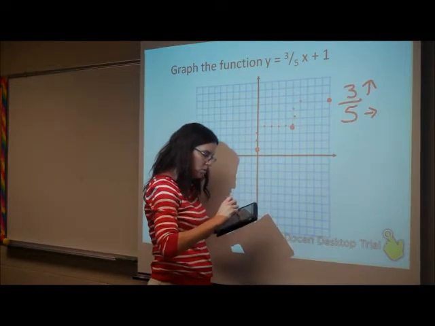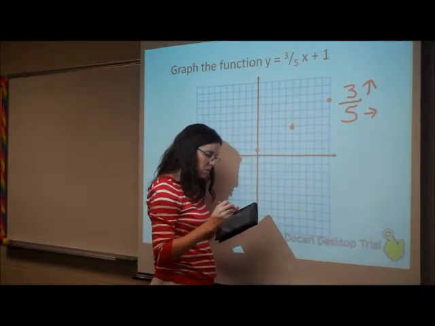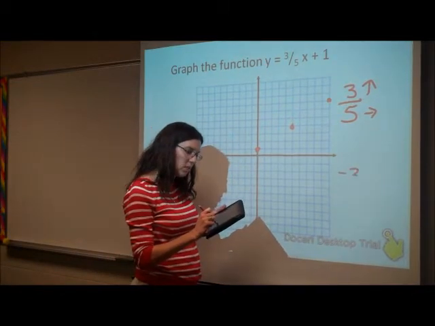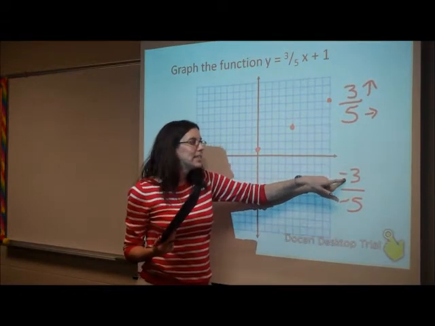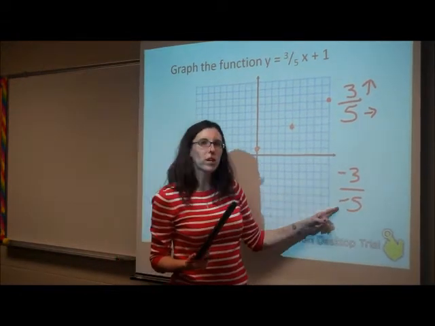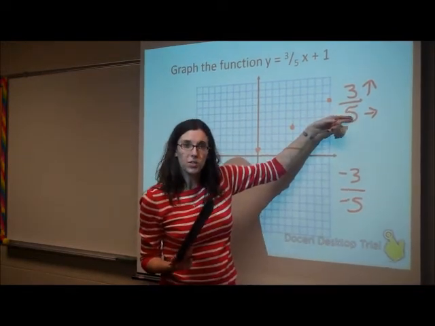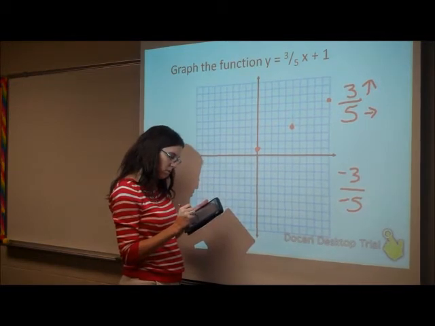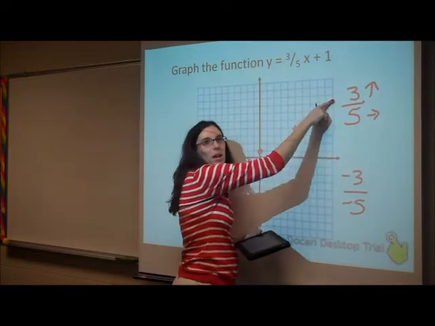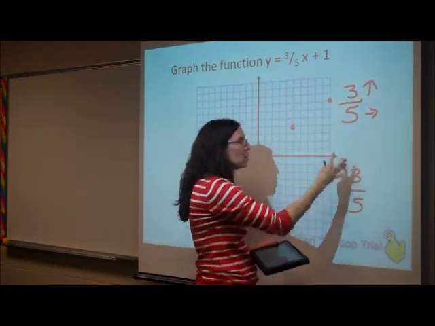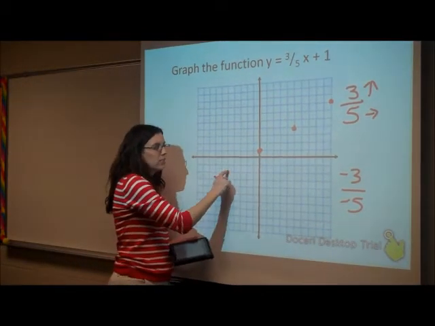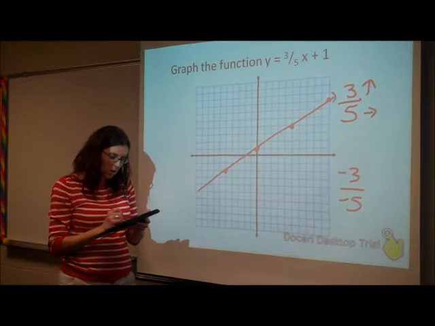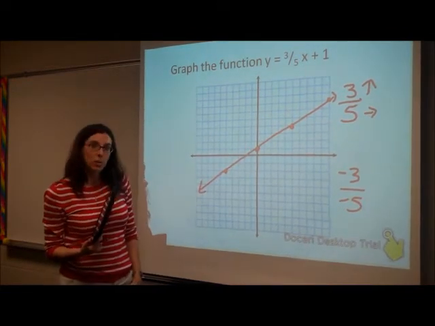You don't have to do these little dots, so I'm going to erase those because they're getting a little confusing, okay? Now, if you run out of room, I could have also done down 3 and to the left 5, because negative 3 over negative 5 would simplify to 3/5, okay? So if I go down 3 to the left 5, you'll notice that still lies on my line, okay? I made them both negative because this simplifies back to both being positive. Down and to the left is my negative numbers, okay? Then I would want to connect these with a line and go all the way across your graph. So there's my graph of my equation.